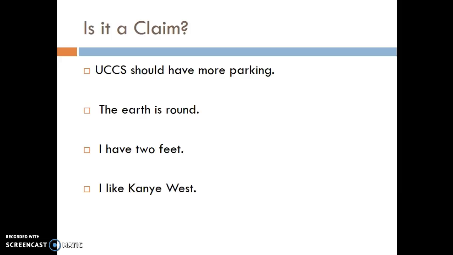The only one of these which is absolutely not a claim is I like Kanye West. And it's really the word like here that's the problem. If I were to say something like Kanye West is a fabulous rapper, or Kanye West is an intolerable human being, both of those are disputable statements. But my own personal internal feelings about Kanye West can't be verified by you. There's no way for you to test this or really for me to convince you of it. So it's definitely not a claim.